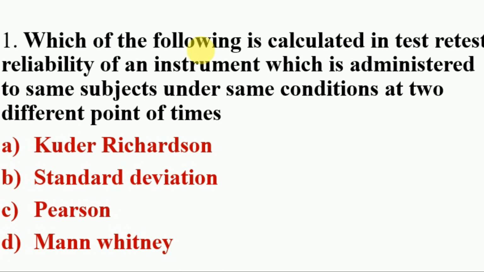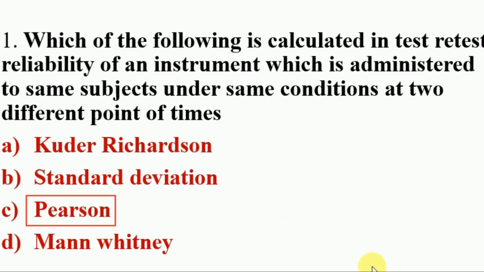First question. Which of the following is calculated in test-retest reliability of an instrument which is administered to same subjects under same conditions at two different points of time? Options A. Kuder-Richardson, B. Standard deviation, C. Pearson, D. Mann-Whitney. Answer is C.